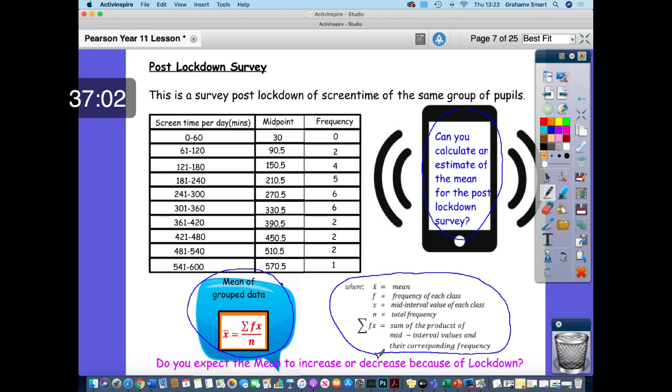I want you to start thinking about why you're calculating this data. What do you expect to happen? What actually happens and what you expect to happen might not be the same thing, but I want you to think in a way where you know why you're doing it. So do you expect the screen time to go up or down when you calculate an estimate for the mean? I'll give you 5 minutes to do that, and it will take a while because it's quite a few calculations to do. Off you go, folks.